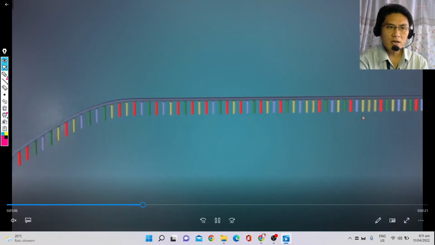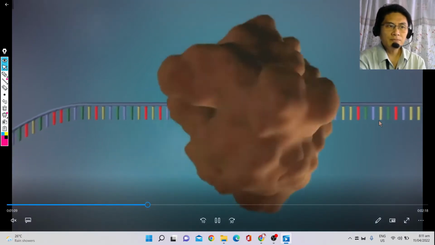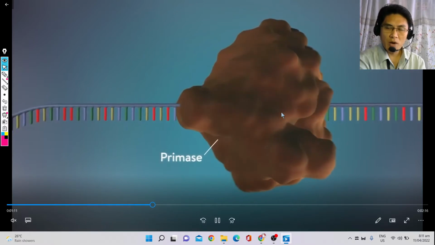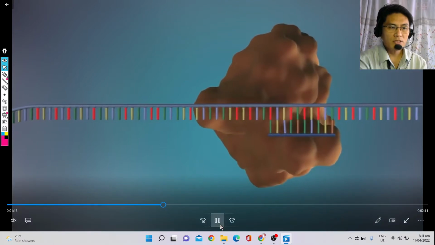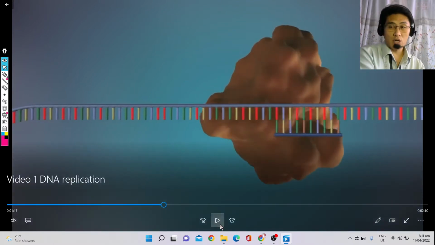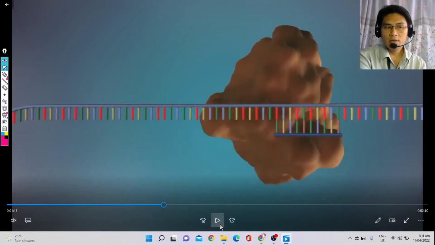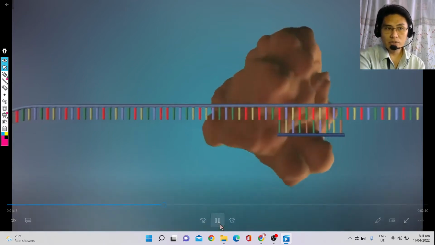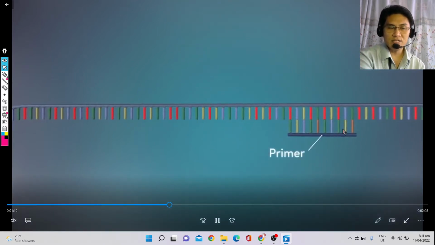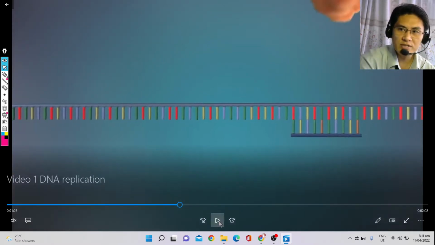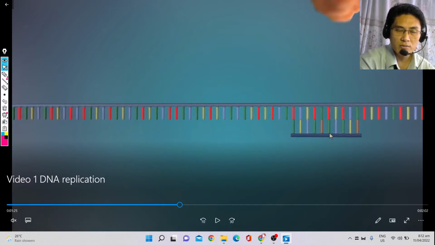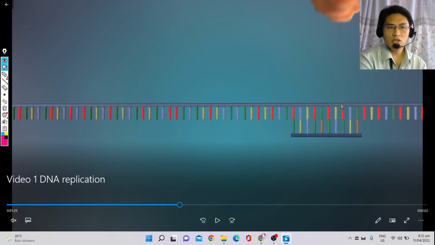And then here, this strand, you have the primase that attaches to it. So think of it as the primase's job is to determine where to start in the replication. And the way it's done is that the primase molecule attaches RNA bases. So this is RNA. So if you notice, there are subtle differences here in the animation. See, it's not light blue. The backbone is not light blue. So the backbone is kind of darker blue.